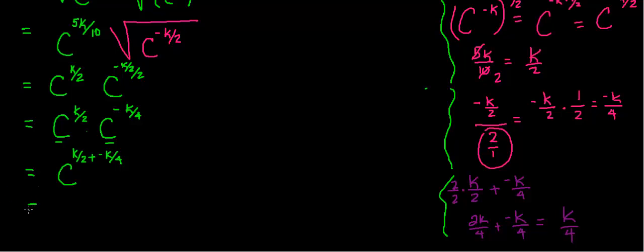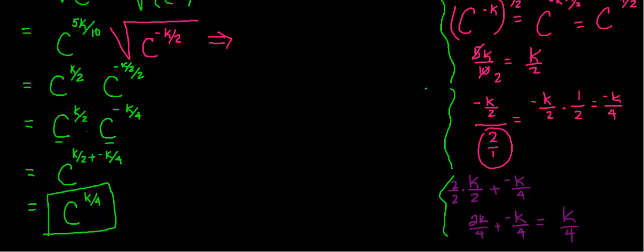So that means that this is equal to c raised to the k over 4 power. Okay? And that's the answer to this. I know this part here may be confusing. There's another way you can do this. Okay? I can do this like this also. In this step, instead of going this way, we could have also done this.